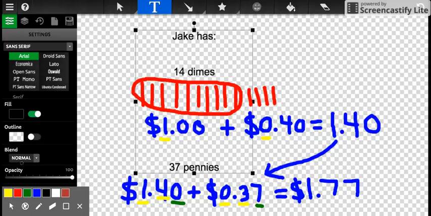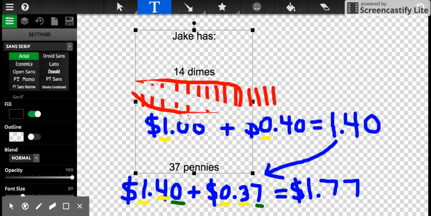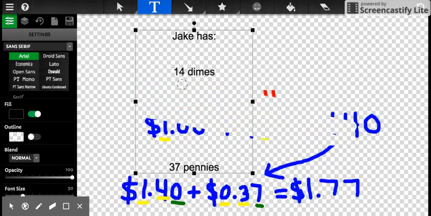Now, we need to find out when we go to part B, it says how much more money does Jake need to get to $2? Well, we learned in part A that he has $1.77 right now. So let me erase all this and we'll keep the $1.77 that Jake has, because we got to figure out how can he get up to $2? How many more cents do we have to add?